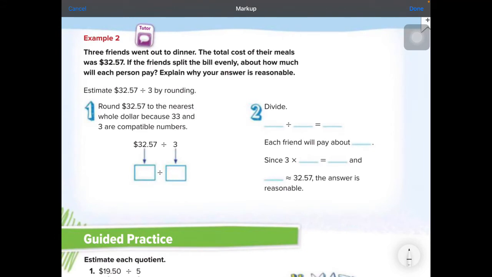Number 2, 3 friends went out to dinner. The total cost of their meals was $32.57. If the friends split the bill evenly, about how much will each person pay? Explain why your answer is reasonable. So, looking at this divisor, think of something that's going to be compatible with that divisor. They're going to round 32 to 33 because 33 and 3 are compatible.